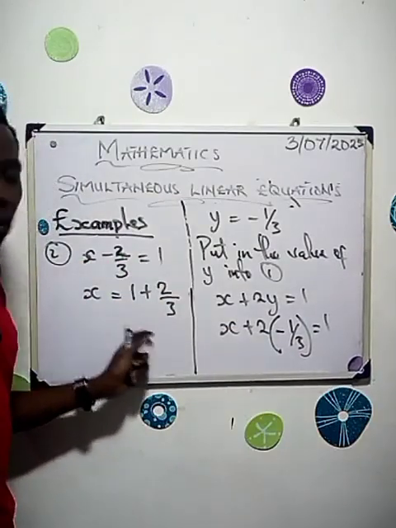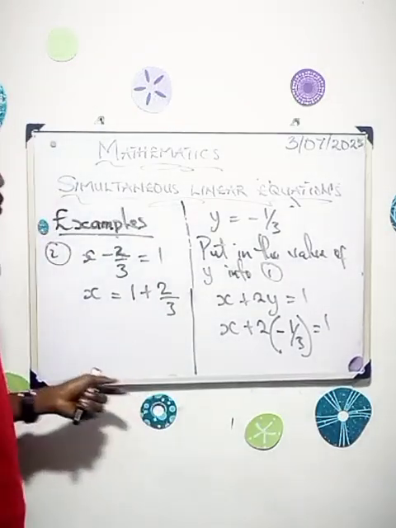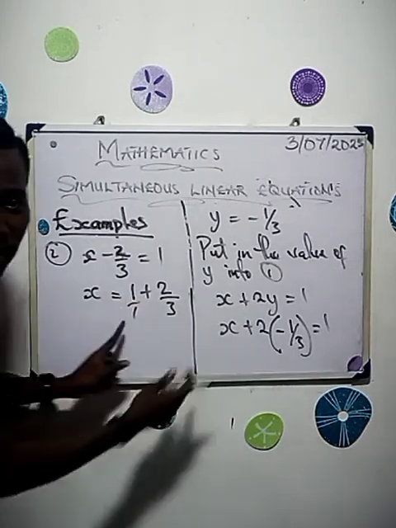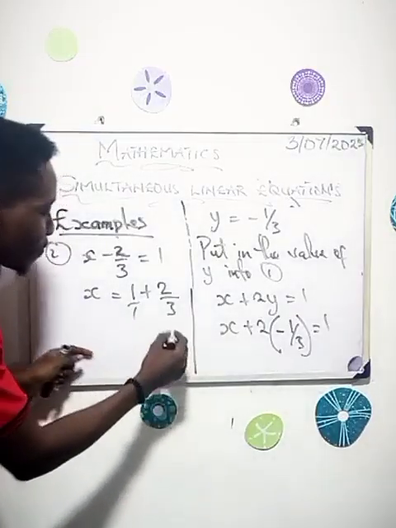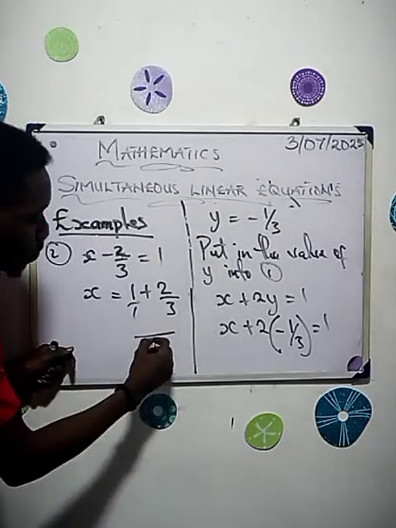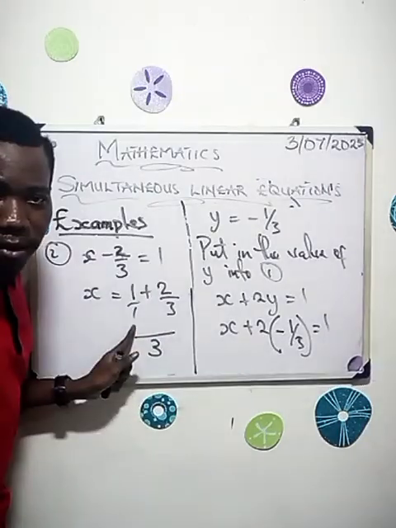So x equals 1 plus 2 over 3. Now let's solve for this one. 1 plus 2 over 3, what is it going to give us? Don't forget that 1 is the same thing as 1 over 1. So it's like we're solving addition of fractions here, right? So the LCM. What's the LCM of 1 and 3? LCM of 1 and 3 is 3.